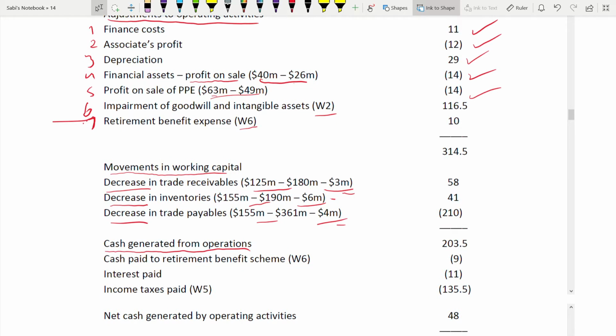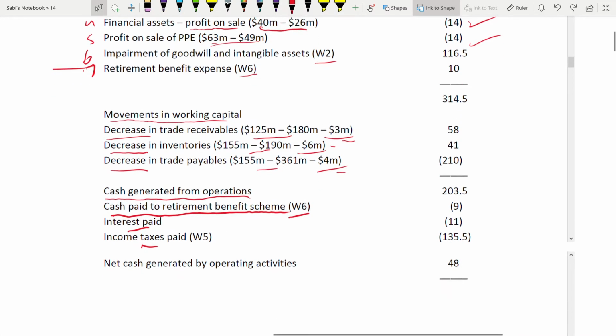From here, you need to deduct 3 things. One is interest paid, one is tax paid. This we know. Next new thing you're learning here is cash paid to retirement benefit scheme. For that, working 6 is there. Then the amount which you get is known. It is a very small amount, as you can see. It is net cash generated from operating activities. Okay, it's a positive figure.